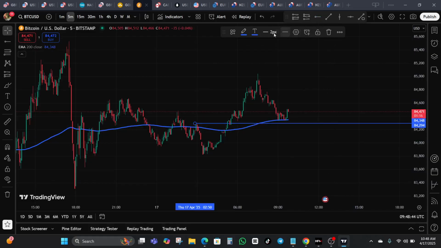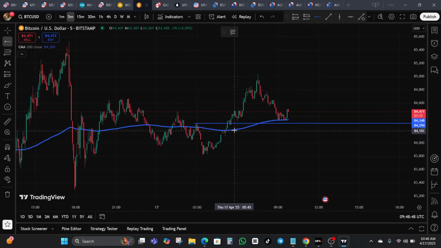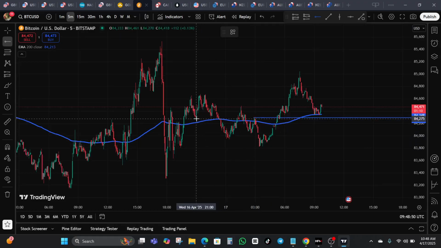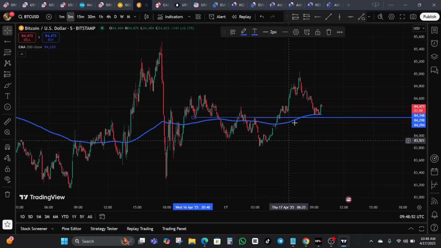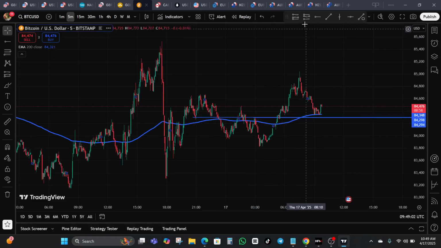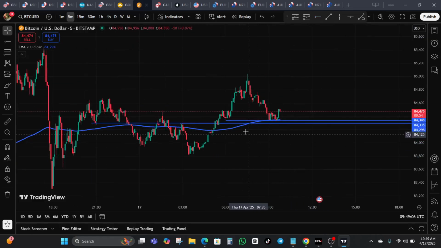All right, so you want to ensure that price is pulling back to a key support or resistance. Okay, we can see that we actually have some important levels around here. You can see we actually had an important level around here. Okay, and price has already pulled back to this. All right, at the same time, the 200 EMA is already serving as a dynamic support.